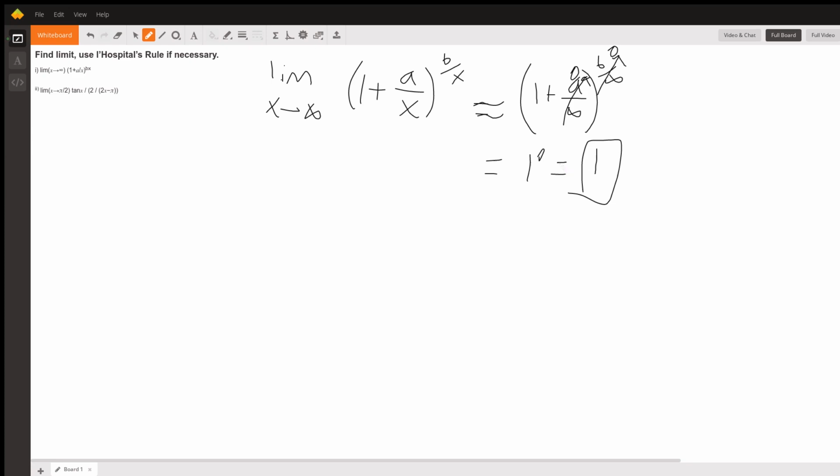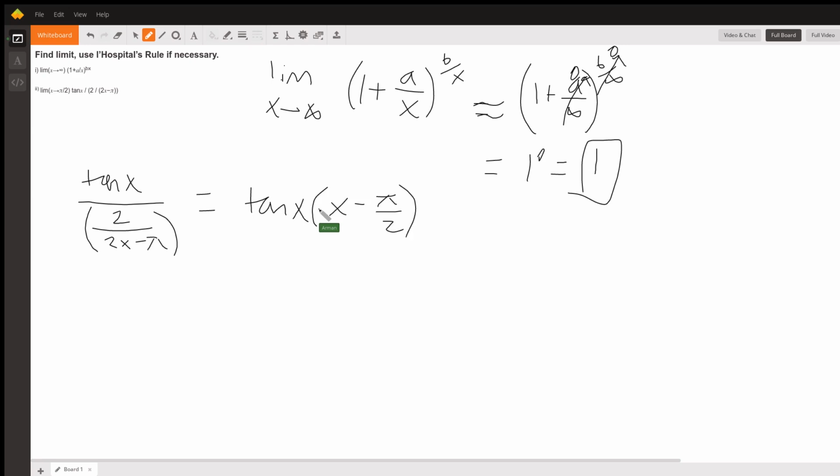And then for the second one, let's see. So the limit of tangent x over 2 over 2x minus pi. Let's try rewriting this one. So you get tangent of x times the reciprocal of this, which is 2x minus pi over 2. But that would just be x minus pi over 2.